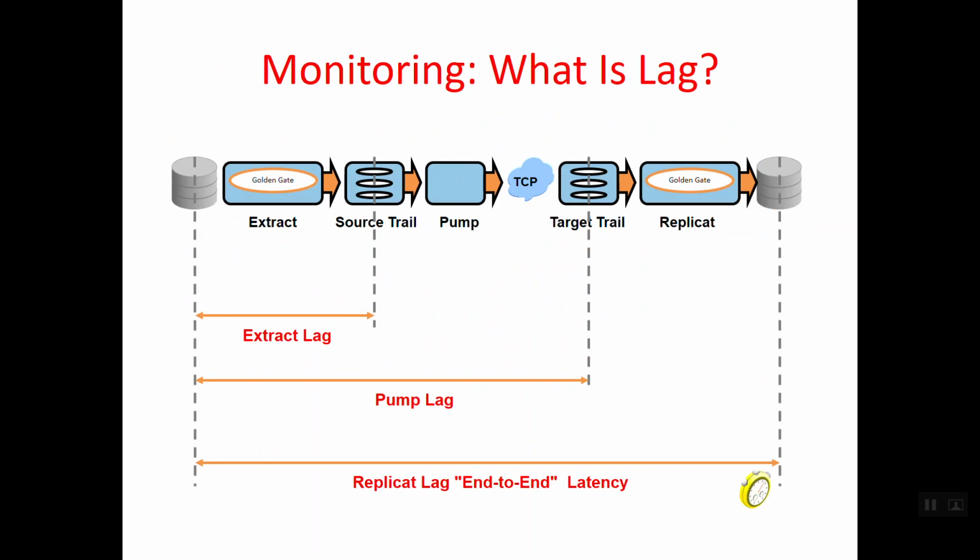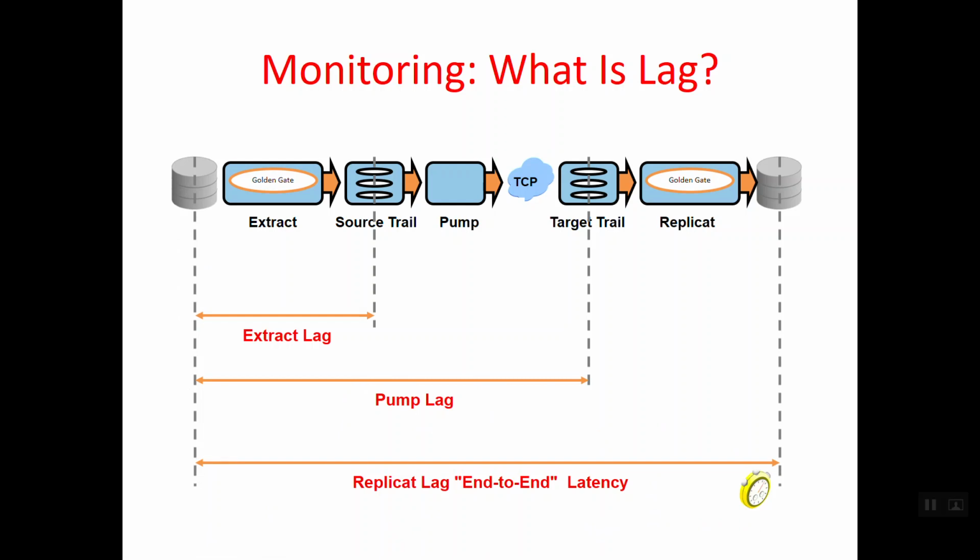Similarly, for the pump, the lag is the additional lag. That means if the extract lag is 5 minutes, it starts from that time. So the transaction which is committed in the source system and the transaction which is written in the target trail file, that total would be the pump lag. Similarly, on the replicate side, the transaction committed on the target system compared with the transaction committed in the source system, that lag is known as the replicate lag. So the replicate lag is actually the total lag time for GoldenGate.